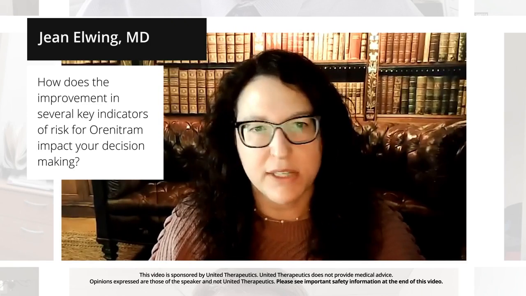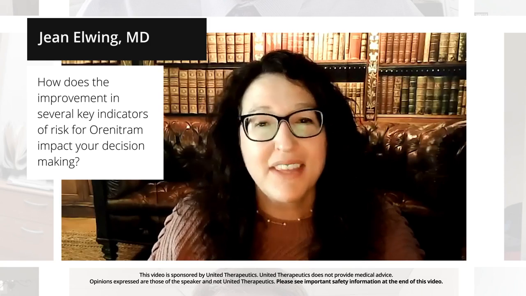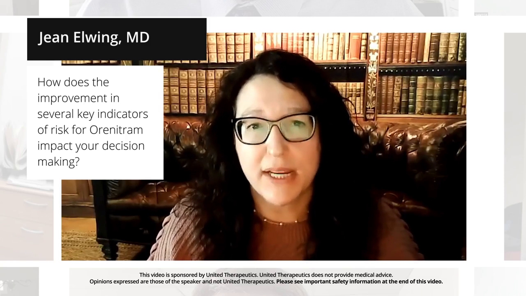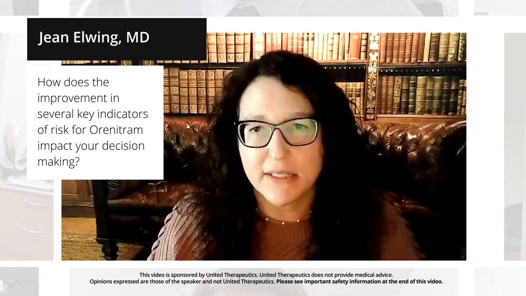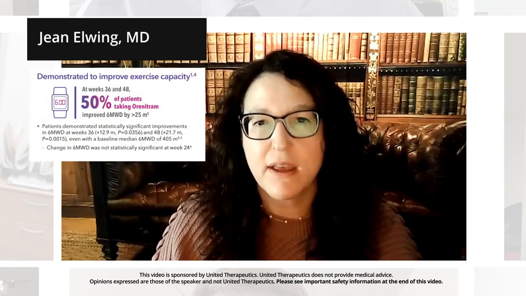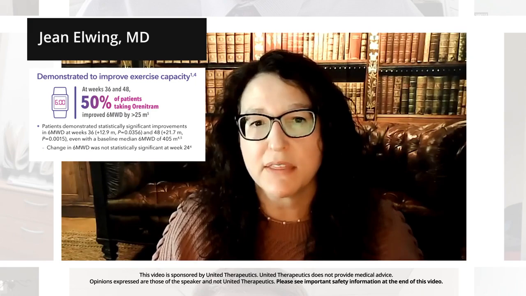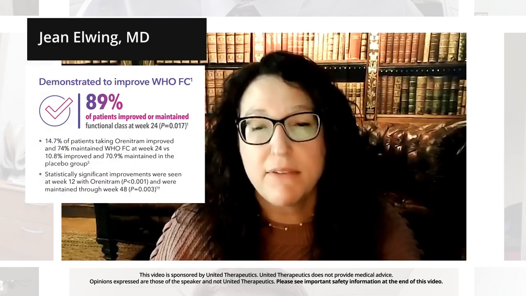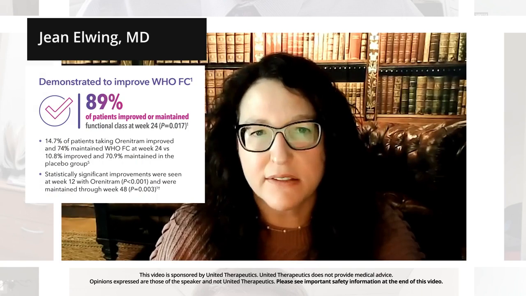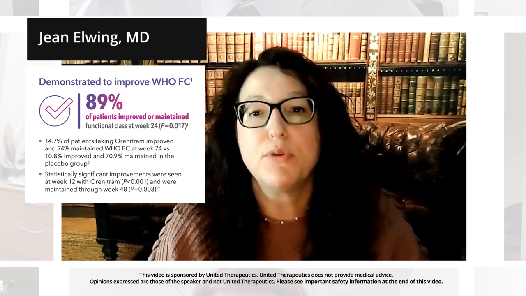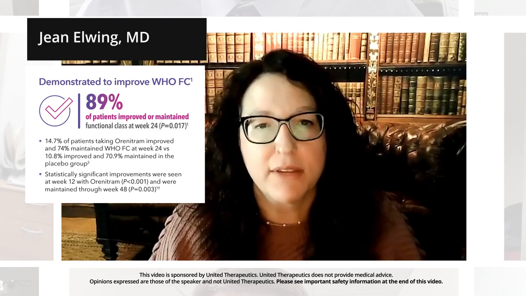Adding Orenitram has been demonstrated to improve several key indicators of risk, as well as overall risk. I think this is important because that is what we're watching in our patients with PAH and how medication is affecting them. But when we looked at the secondary endpoints in Freedom EV, we found other important risk modifications. 50% of patients taking Orenitram improved their walk distance by more than 25 meters at 36 and 48 weeks. Another important finding is that many patients receiving Orenitram in Freedom EV improved their functional class. 89% of them were able to improve or maintain their functional class at 24 weeks.